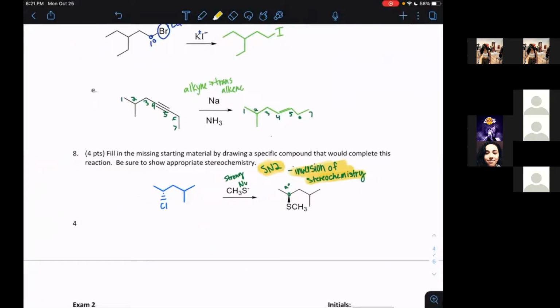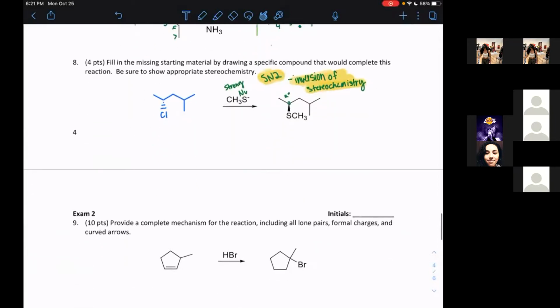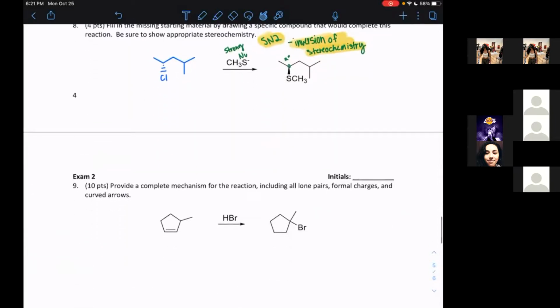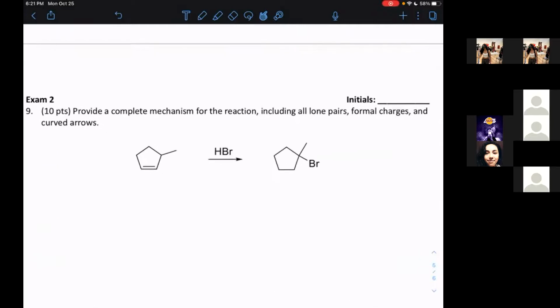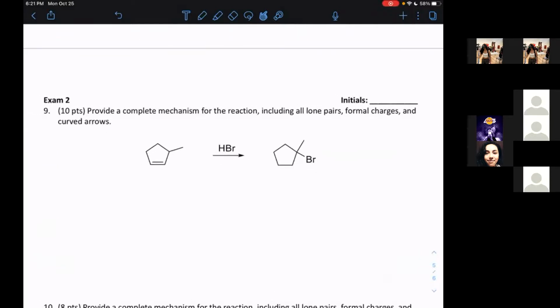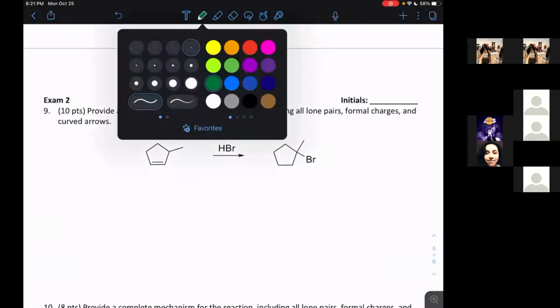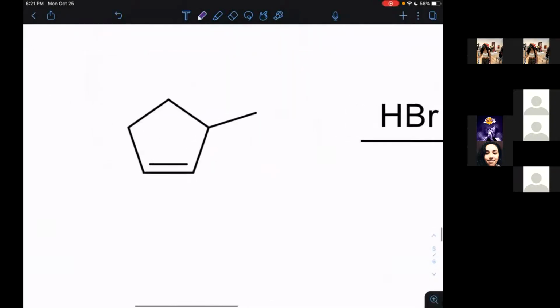Yes, that is a good note that I will need to make for myself too. So that's that one. Okay, so then 9. This one wants you to show the whole mechanism. So we can go ahead and try to do that.